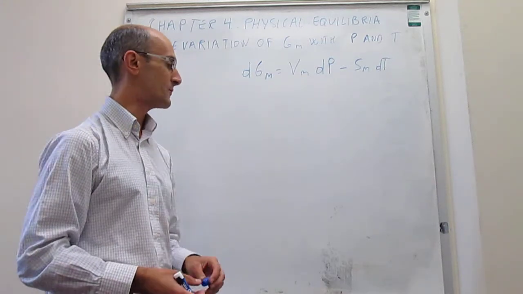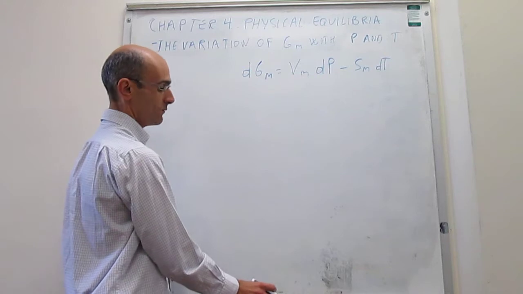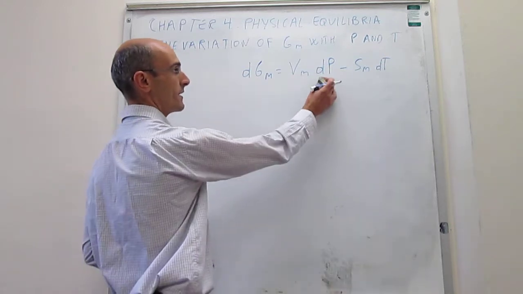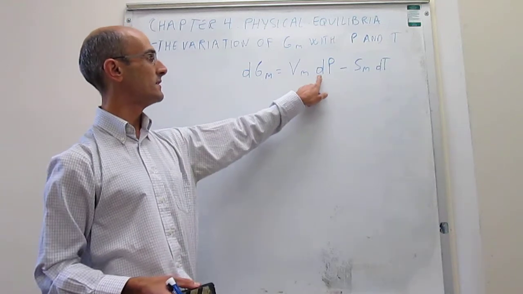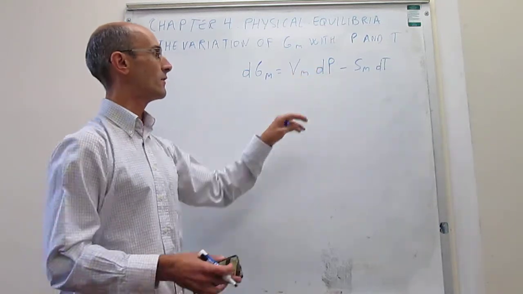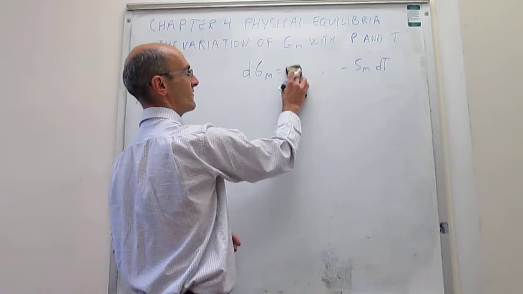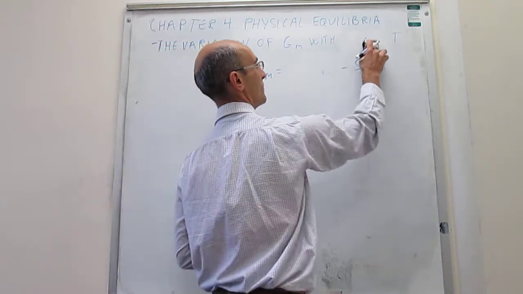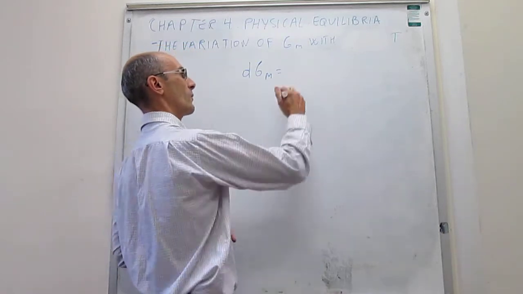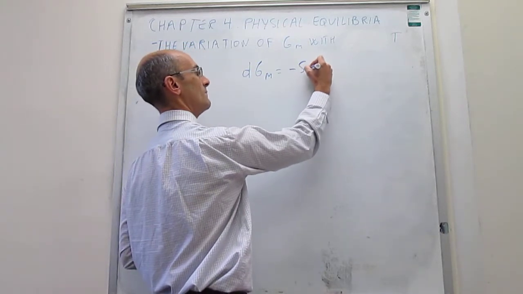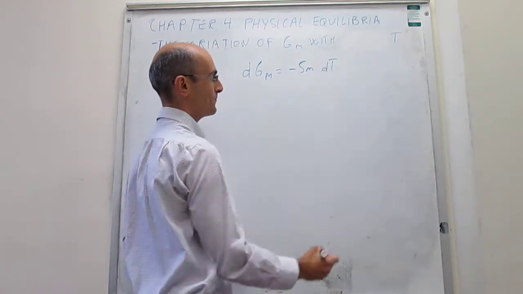variable, the temperature. To do that, we consider that the pressure is constant. If the pressure is constant, the differential of P is 0, and all of these terms vanish. This term vanishes, so we can erase that. We can rewrite this expression as simply minus molar entropy times the differential of T.